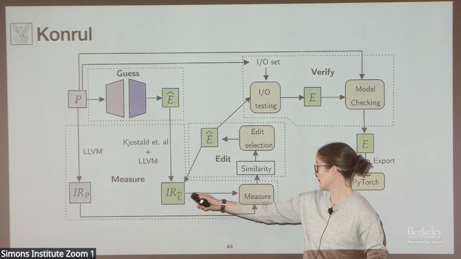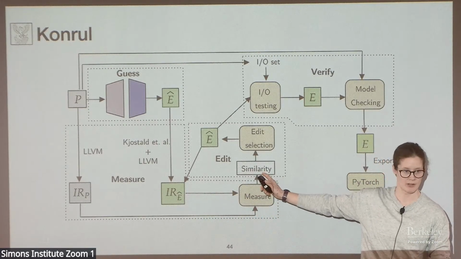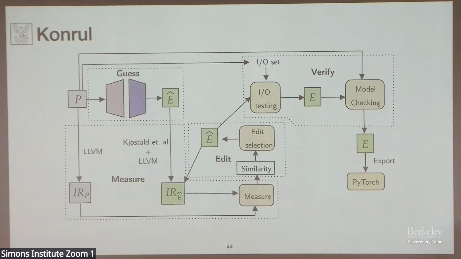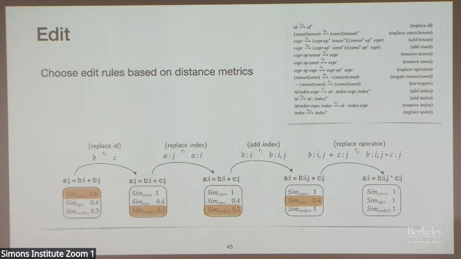So we're now down here. We've done some measurement and we've got some similarity metrics based on the number of variables, the indices and the operators in the programs. And we want to make a choice about how we edit this program. So we have a set of edit rules which will allow us to get from any guessed program that is in valid einsum notation or valid TACO, to any other TACO program. Our edit rules are complete, so it's a pretty big search space.